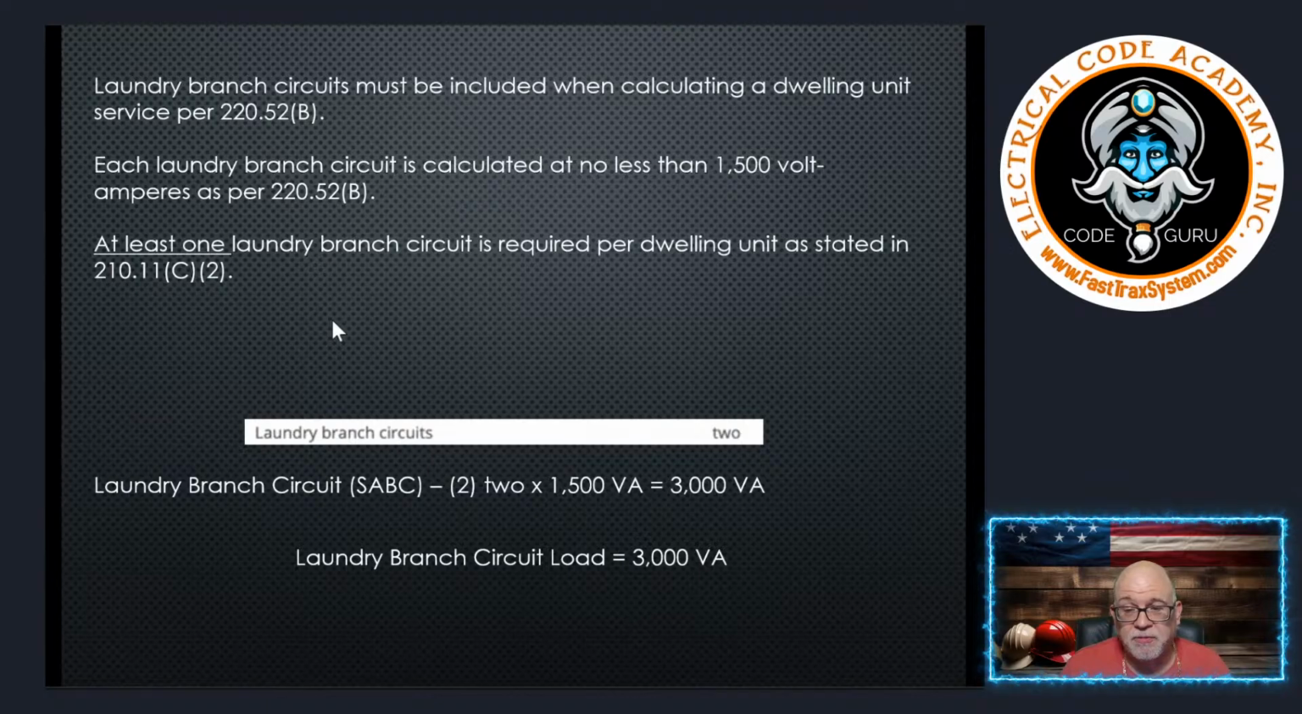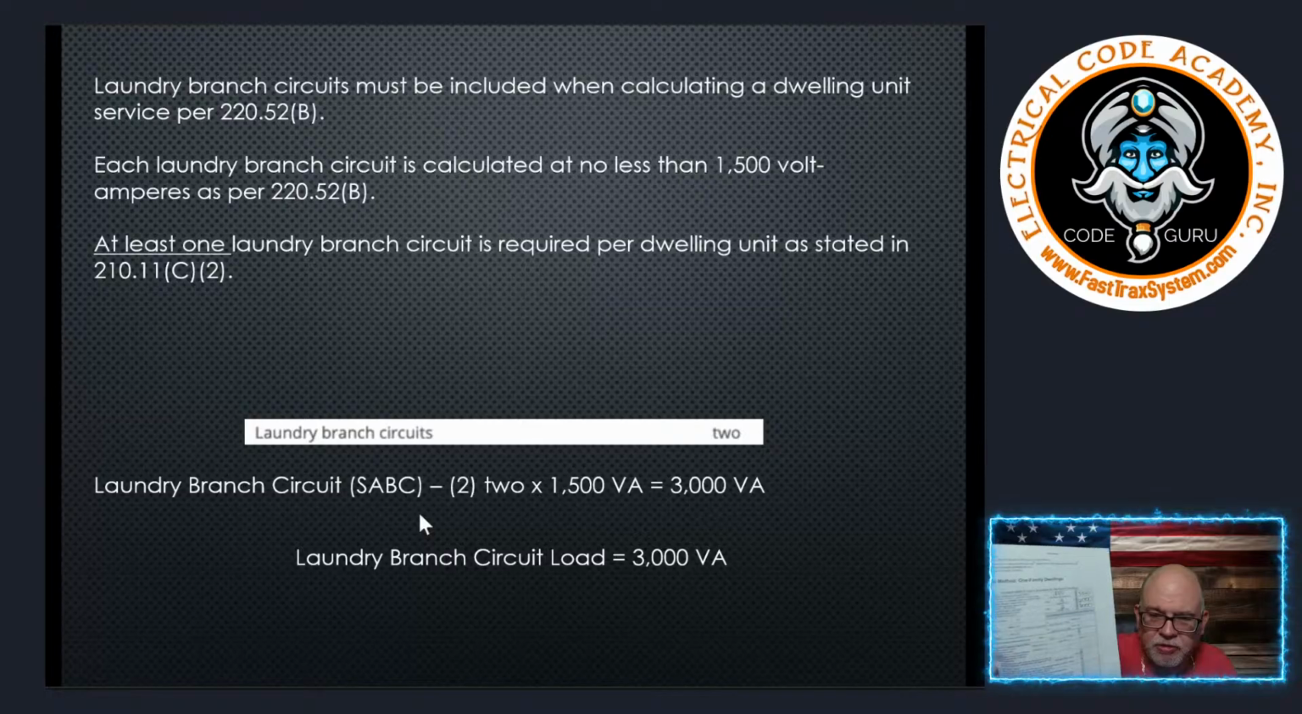220.52(B) told us that it was 1500 VA for each 2-wire laundry circuit. Okay, 2-wire being hot and neutral. All right, and we had 2 of them. So pretty straightforward. 2 times 1500 is 3,000. So I'm going to write that down. So I've got 2 of them, and then I'm going to put down 3,000. Pretty straightforward on our form.